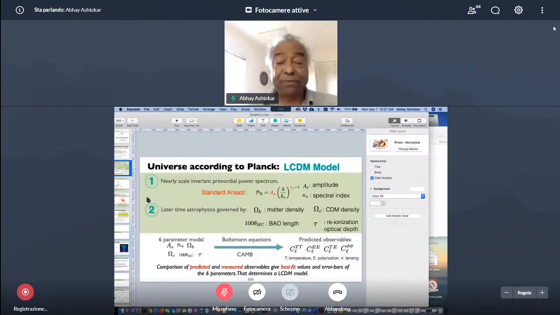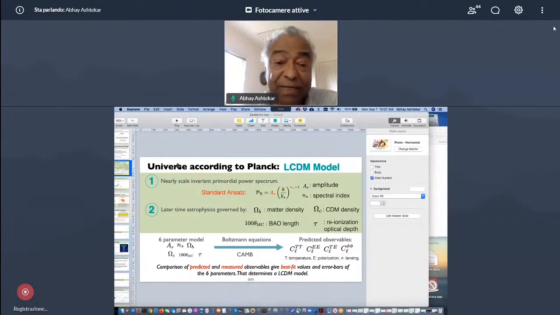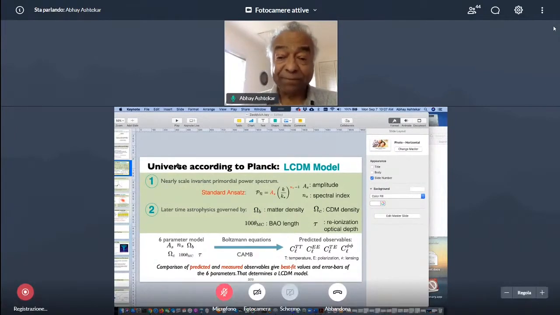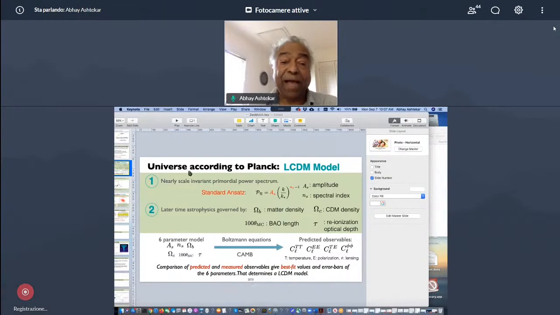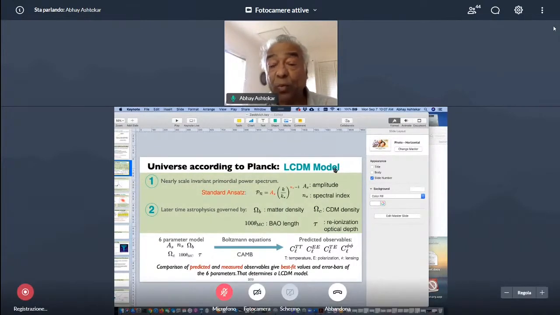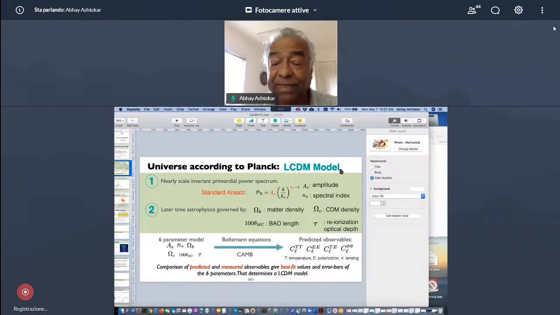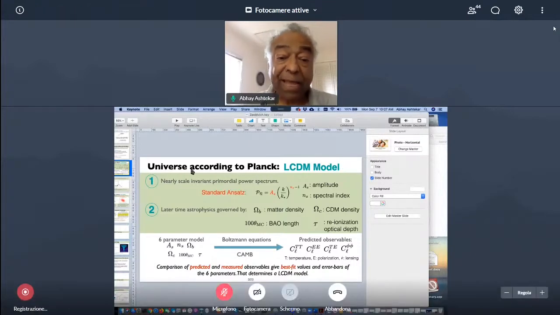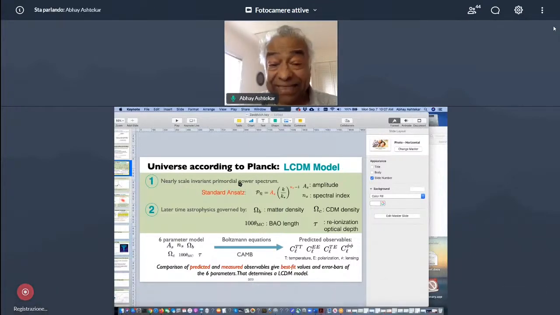So since the audience is mixed, let me just explain how this is done. With the Planck satellite, how do we determine which lambda CDM model we live in? In this analysis, the lambda CDM model is characterized by 6 parameters. Now, one makes an ansatz. I want to emphasize that this is an assumption which is made, which is very well motivated from inflationary scenarios, but it's an assumption that the power spectrum will be nearly scale invariant.